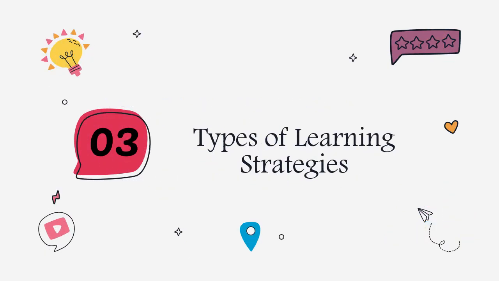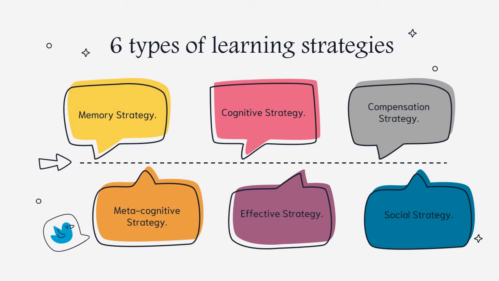Okay, let's move again. The third one is types of learning strategies. There are 6 types of learning strategies. First, memory strategy. Second, cognitive strategy. Third, compensation strategy. Fourth, metacognitive strategy. Fifth, affective strategy. And last, social strategy.